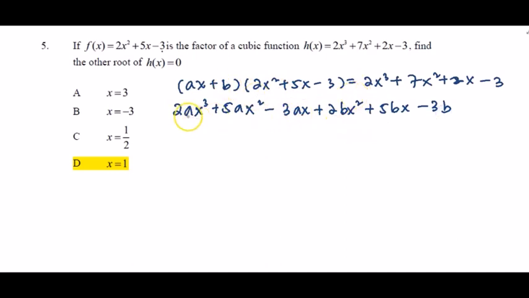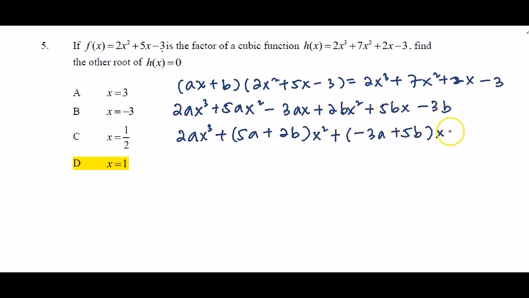Okay, so now I'm going to collect all the like terms together. So the x cubed term only one, and the x squared term I got (5a plus 2b)x squared. And the x term I got negative 3a plus 5b, x, and the constant term I got only negative 3b.